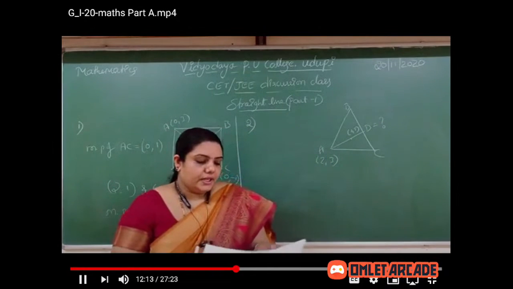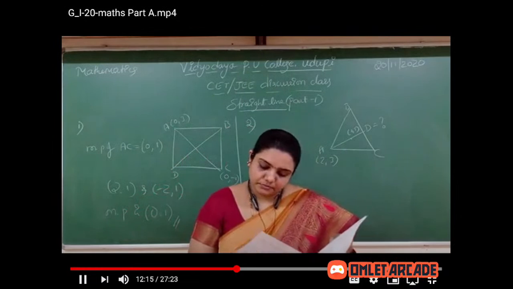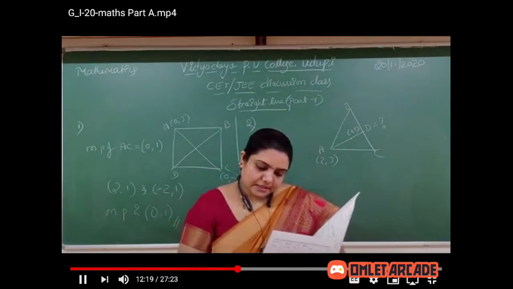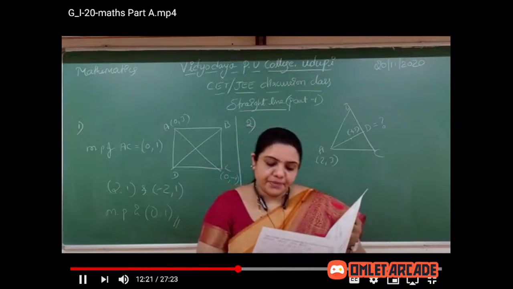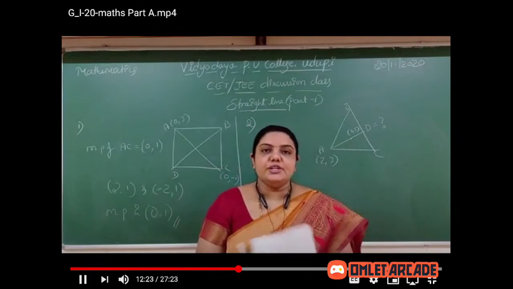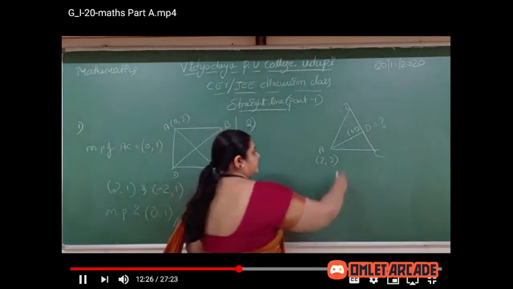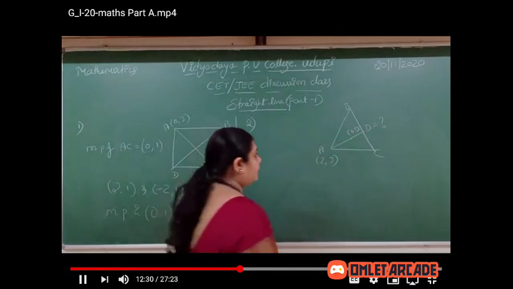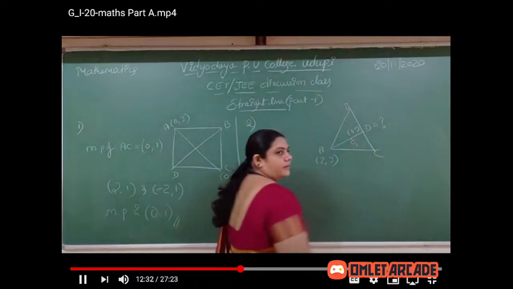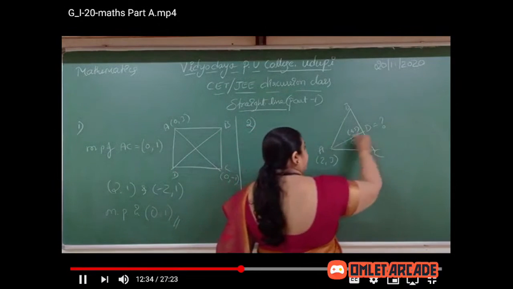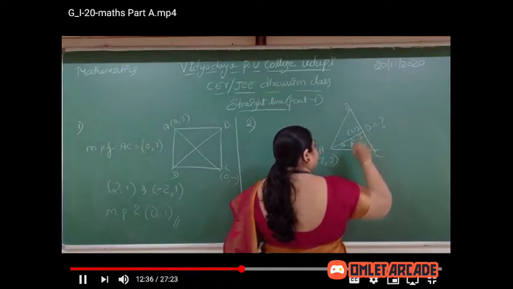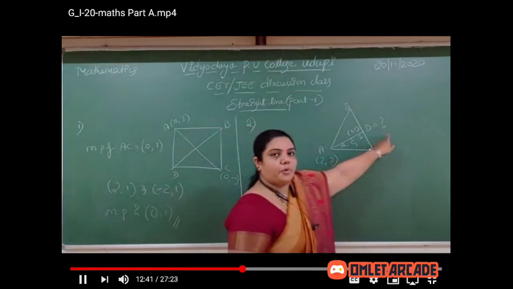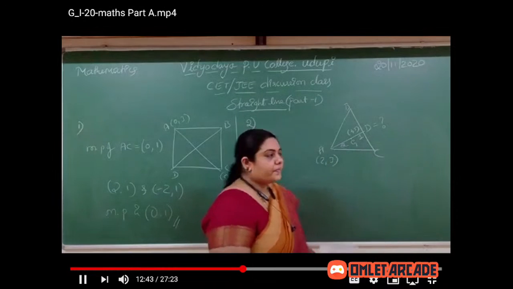Again, use the note. In the note, see, the last note: the centroid divides each median in 2:1 ratio. Of course, it is a median, isn't it? D is the midpoint here, and this is the centroid G. And G divides AD in 2:1 ratio. Then can you find the other point from the section formula?